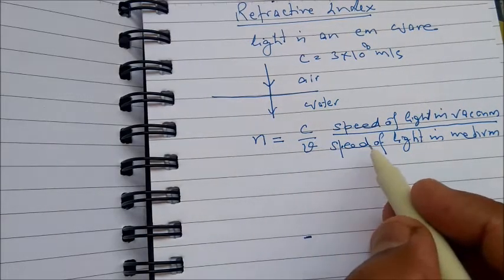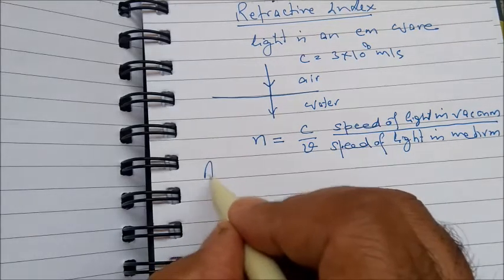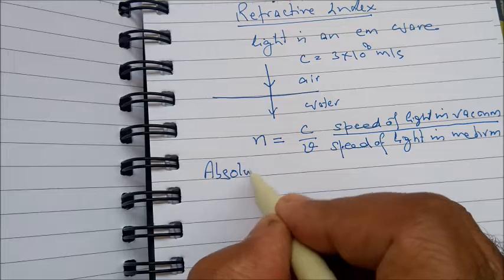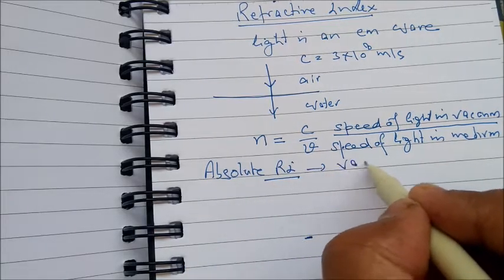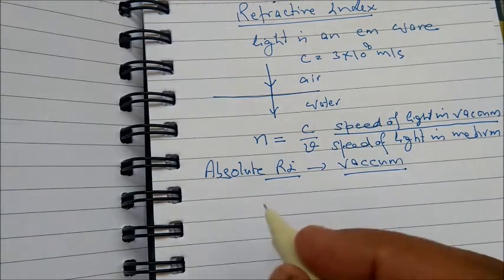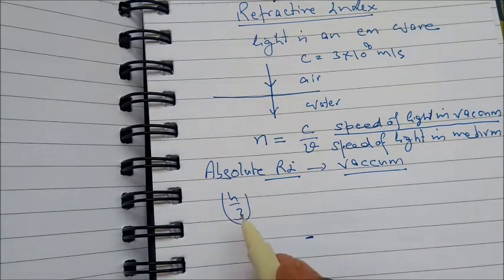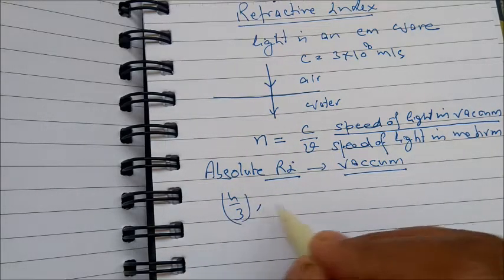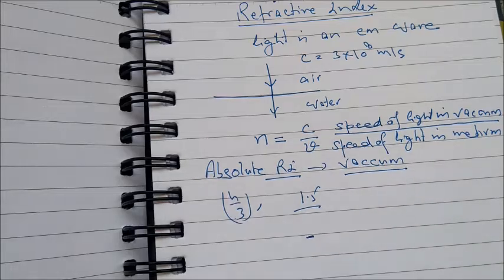So refractive index is always with respect to a given medium. Whenever we are talking about the absolute refractive index, it simply means with respect to vacuum. For example, if I say for water the refractive index is 4 by 3, this 4 by 3 is with respect to vacuum. If glass has refractive index 1.5, this refractive index of 1.5 is with respect to vacuum.